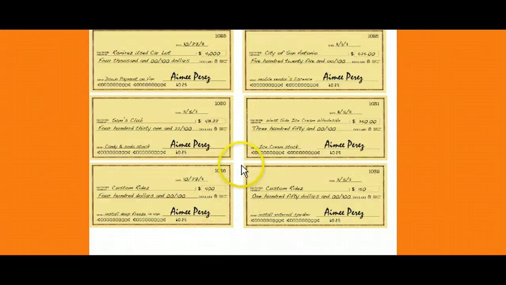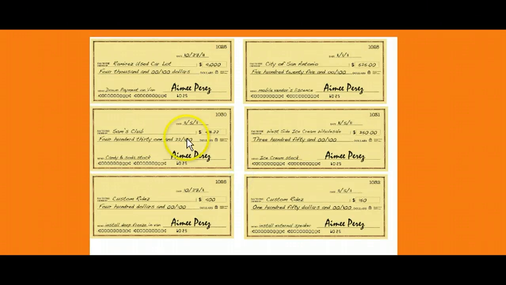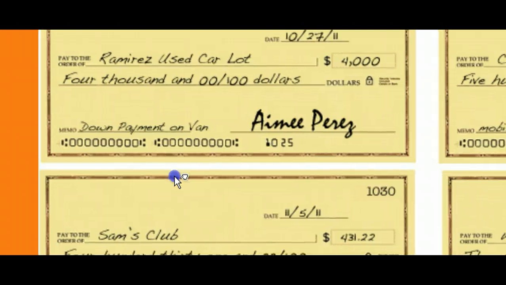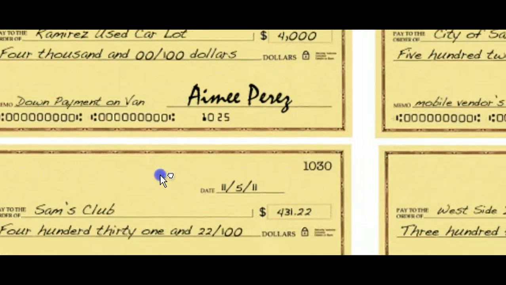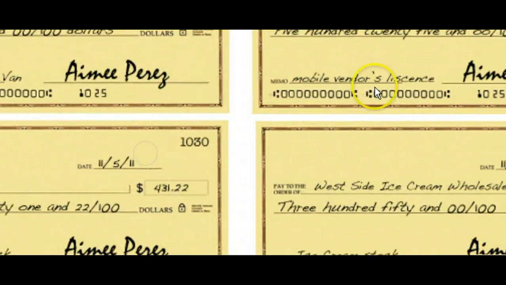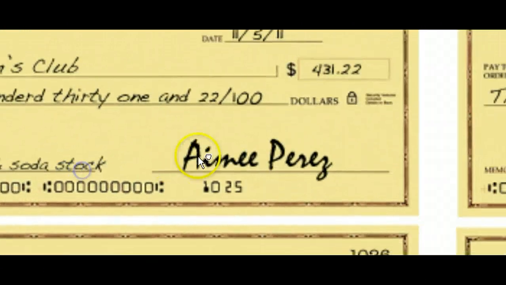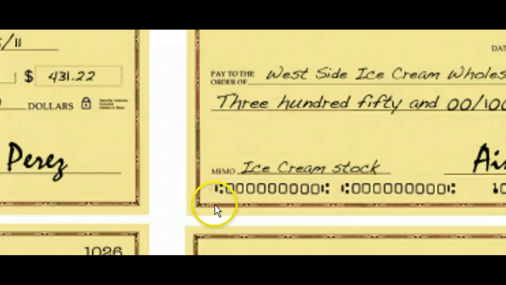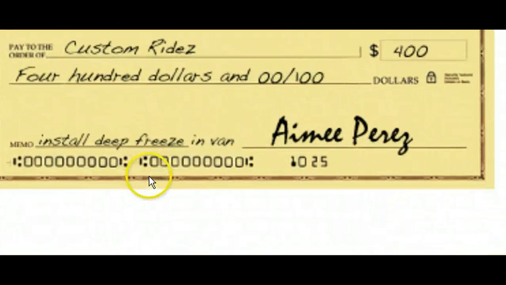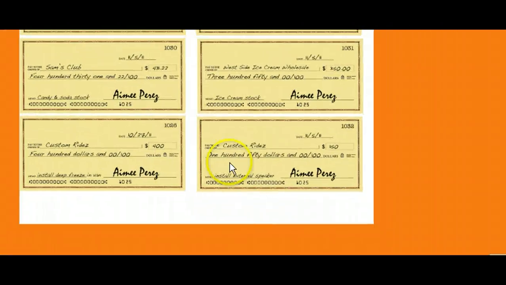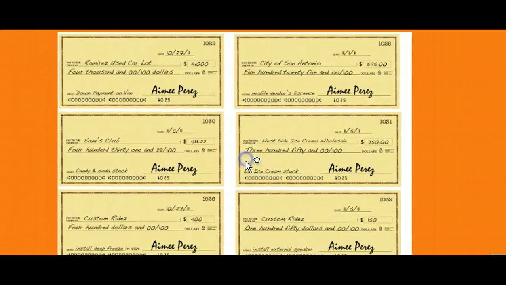Hopefully the inference you made is that whoever this person is, they are putting things together to start their own ice cream truck, right? A down payment on a van. They had to get a license from the city to sell. They had to stock it up with candy and soda. They had to stock it up with ice cream. They got that deep freezer installed in the van, as well as an external speaker to play those sweet ice cream van tunes.